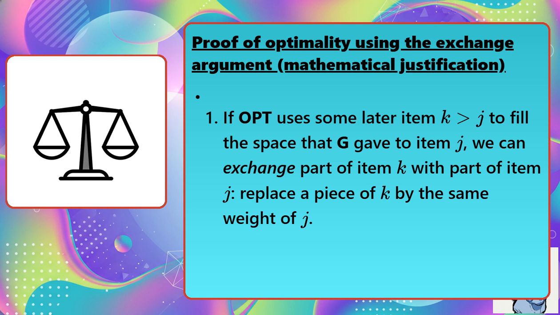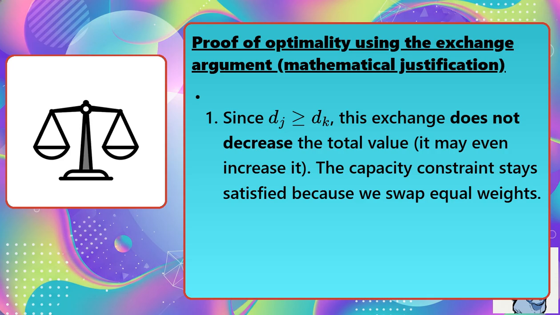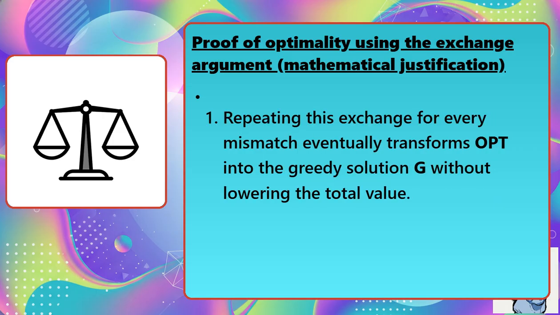If opt uses some later item K greater than J to fill the space that G gave to item J, we can exchange part of item K with part of item J, replace a piece of K by the same weight of J. Since Dj is greater than or equal to Dk, this exchange does not decrease the total value, it may even increase it. The capacity constraint stays satisfied because we swap equal weights. Repeating this exchange for every mismatch eventually transforms opt into the greedy solution G without lowering the total value.